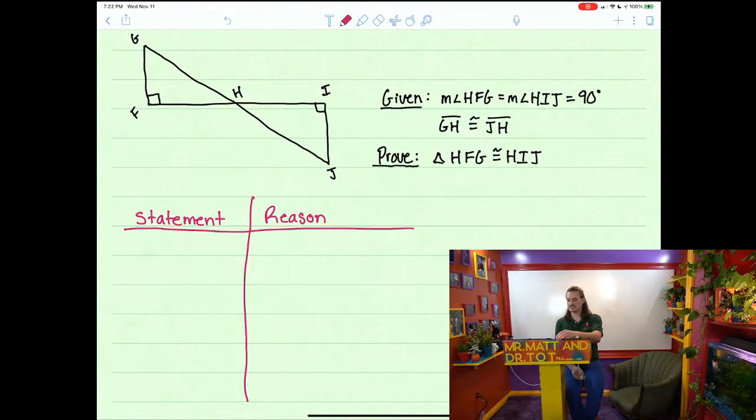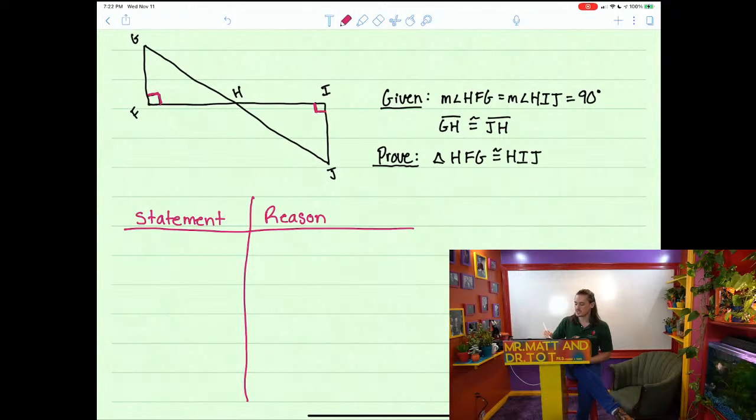Okay, so looking at this one, they say that the measure of angle HFG is equal to the measure of HIJ, which is equal to 90. So they're telling us basically that these two angles are 90-degree right angles. However, it's not given to us that the two angles are congruent. We know that does mean that they are congruent, but we can't assume that in our proof.